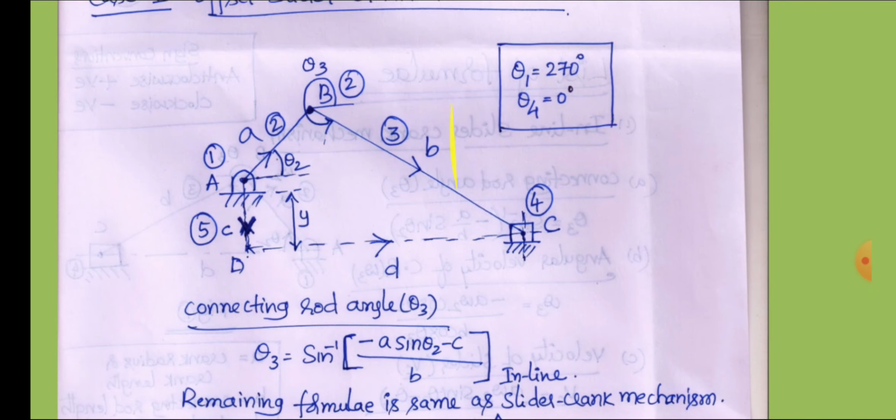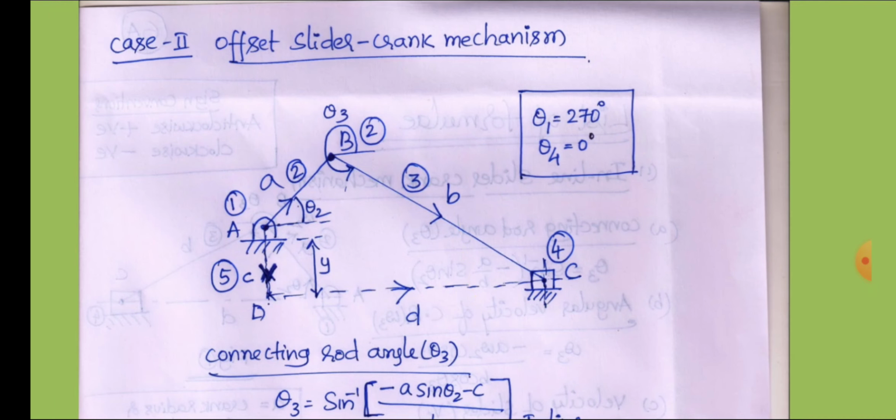Similarly, now I can find the offset slider crank mechanism of one more type, that is case 2. If I look at this diagram, now theta 1, that is the angle made by the link 1, will be 270, whereas the slider or the link 4 is coinciding with the reference line, therefore theta 4 is equal to 0. So theta 1 is 270 here and theta 4 is 0 degrees.